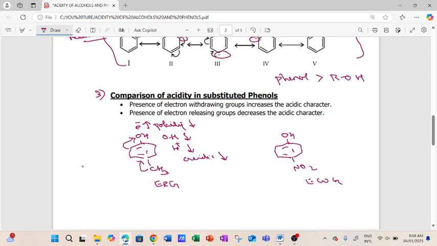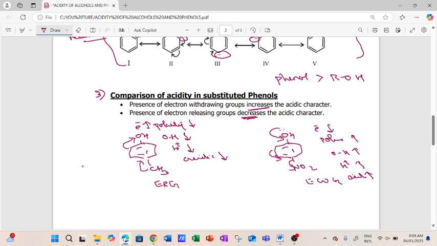But electron withdrawing group pulls electrons from the benzene ring. So benzene will be giving electron to the electron withdrawing group. So benzene will be pulling electron from the oxygen atom. So oxygen electron density decreases. So that polarity increases. So breaking of OH bond increases. H plus ion losing will increase. So acidic character increases. So we can say that if there is electron withdrawing group, it increases the acidic character, but if there is electron releasing group, it decreases the acidic character.